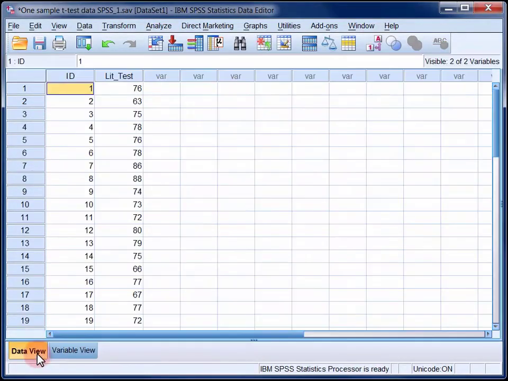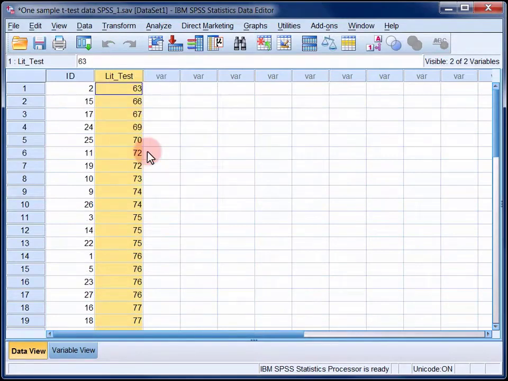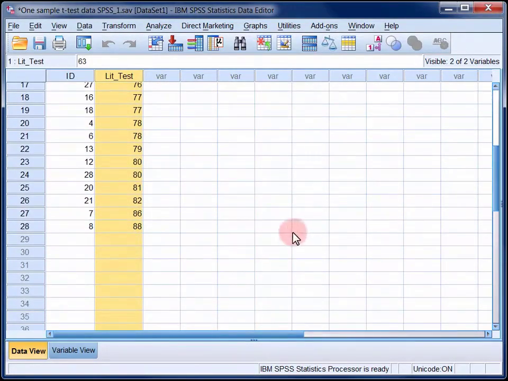Moving to the data view, if we sort the data file by right-clicking the column header and selecting Sort Ascending, we can see that student scores on the test range from 63 through to 88.